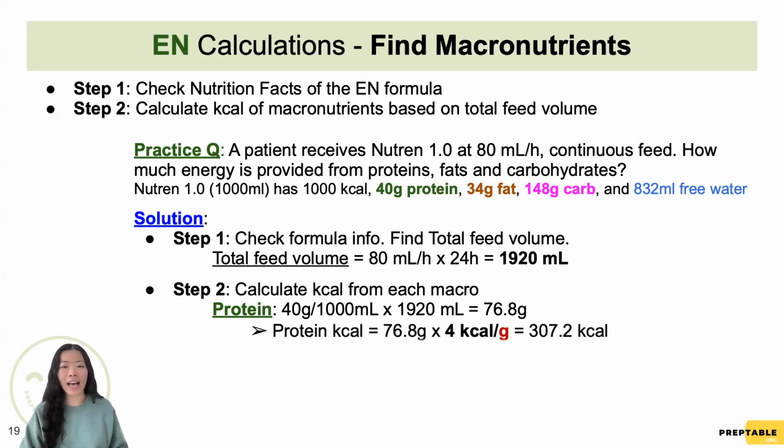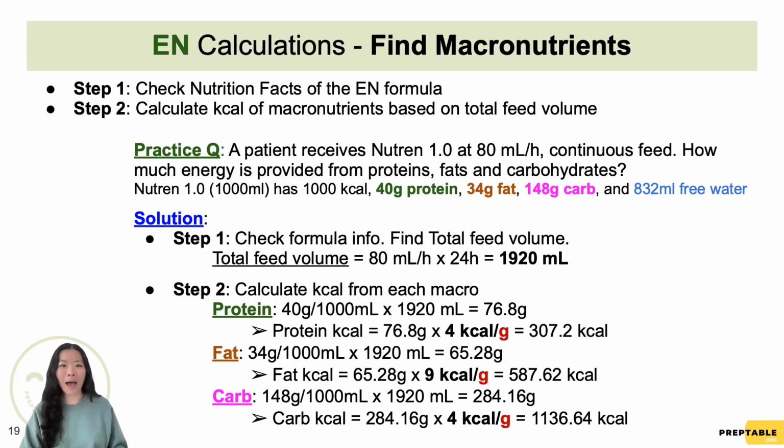Since protein has 4 kcal per gram, 76.8 times 4 equals 307.2 kcal. This is the kcal from just protein. You can then repeat the same process for both fat and carb. Pause the video, check your math against what we wrote here, and see if you have calculated correctly.